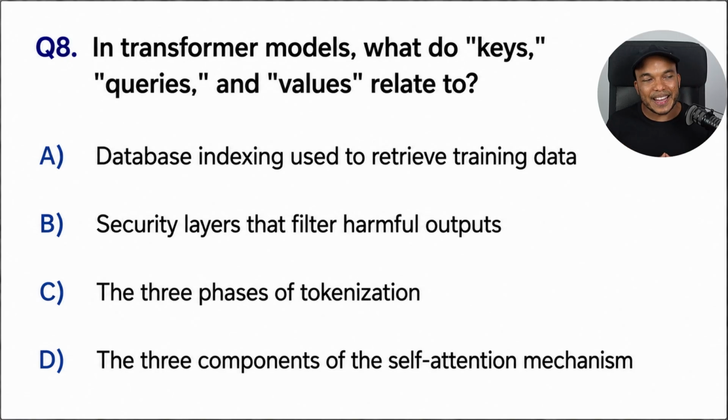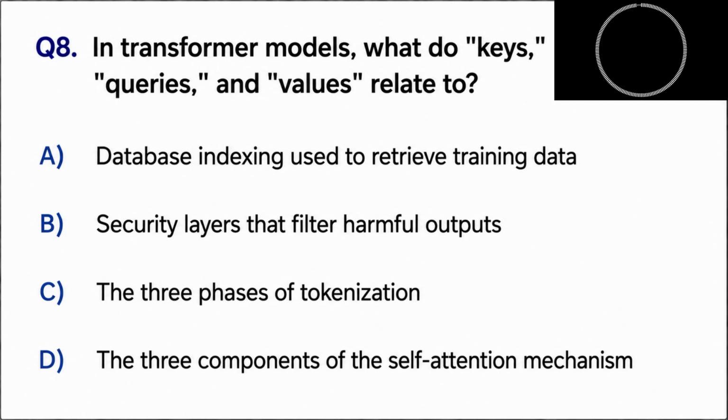Question number 8. In transformer models, what do keys, queries, and values relate to? Are they A, database indexing used to retrieve training data? Are they B, the security layers that will filter out the harmful outputs? Or C, the three phases of tokenization? Or maybe even D, the three components of the self-attention mechanism? Good luck, your timer begins now.